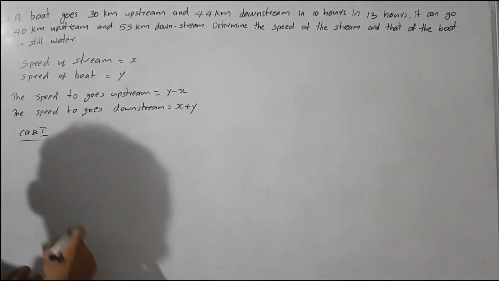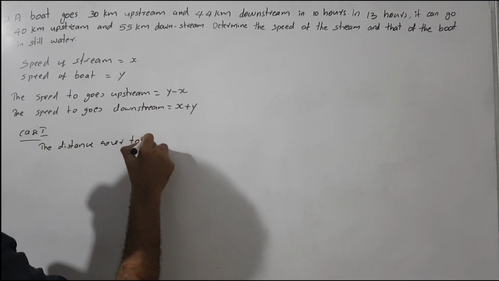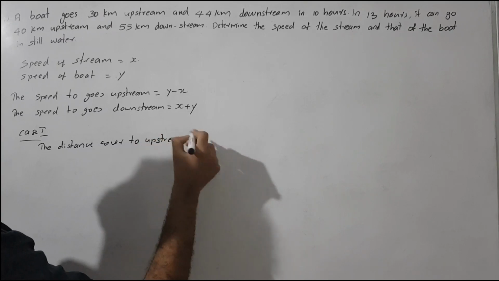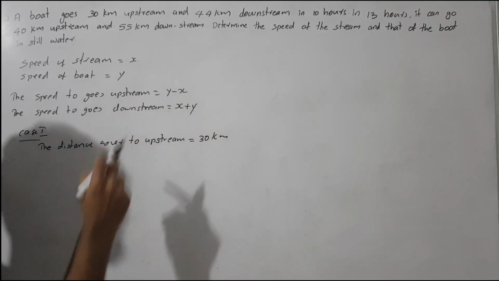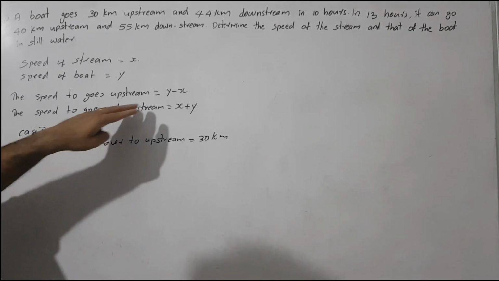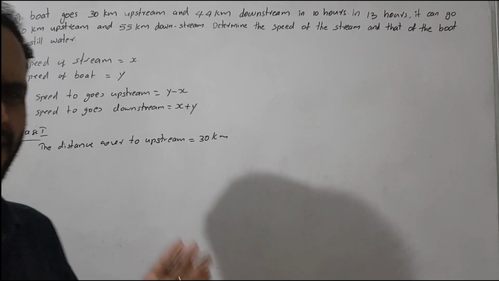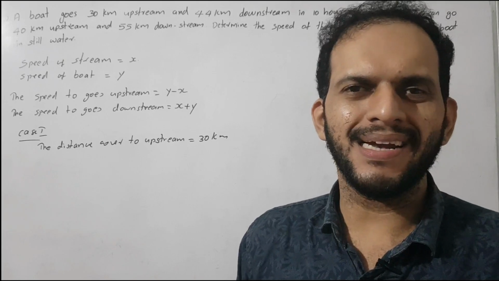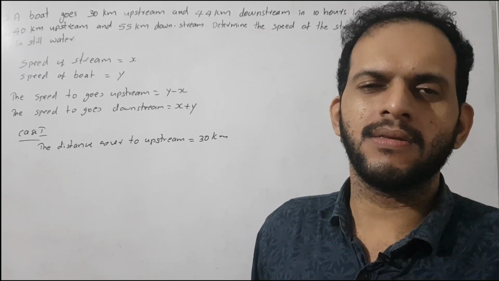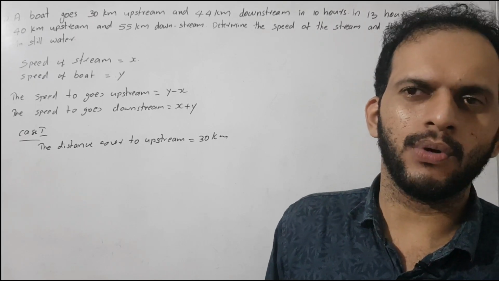Case first, the distance covered upstream is equal to 30 kilometer. Then what is the speed? The speed to go upstream is equal to y minus x. Then how do we find the time? We know we have the relation between speed, distance and time. What is the relation? Distance is equal to speed into time.